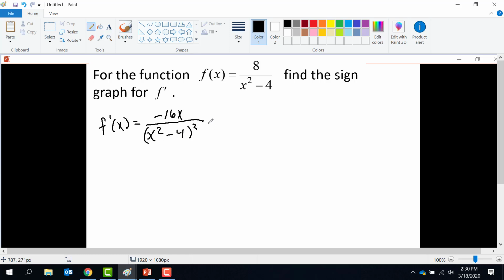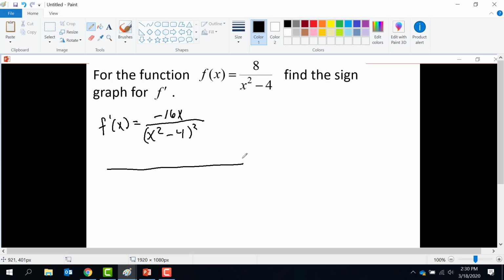Okay. Now, because the x squared minus 4 is being squared, the denominator is never negative, right? It is undefined at 2 and negative 2. That's what makes it 0. We didn't get any new zeros because we just squared the bottom. This square makes it so that the denominator is always positive. But the numerator is negative 16x.